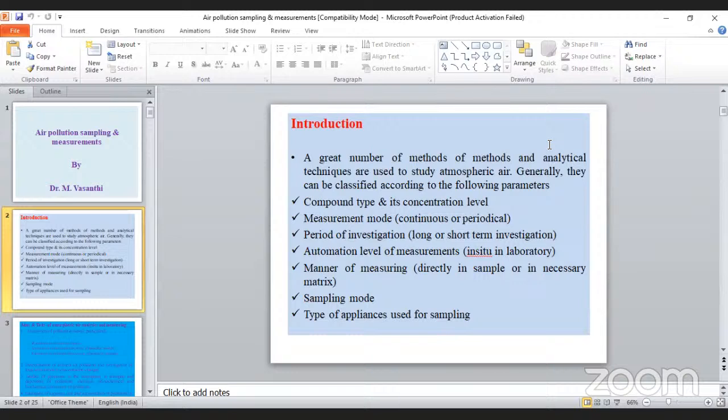How can we do this? There are different methods. A great number of methods and analytical techniques are available and used to study atmospheric air.